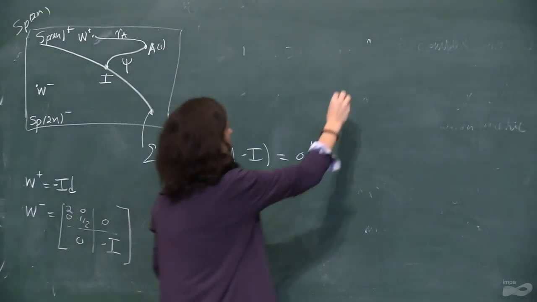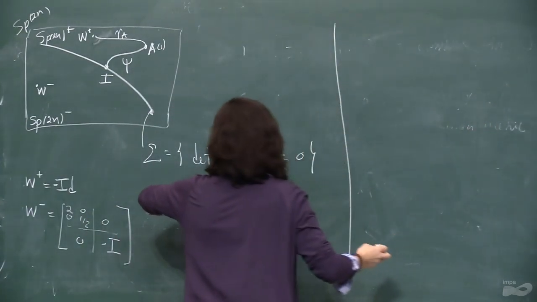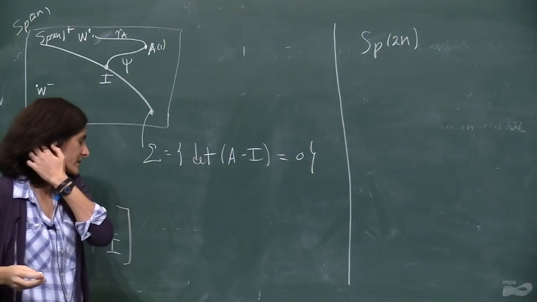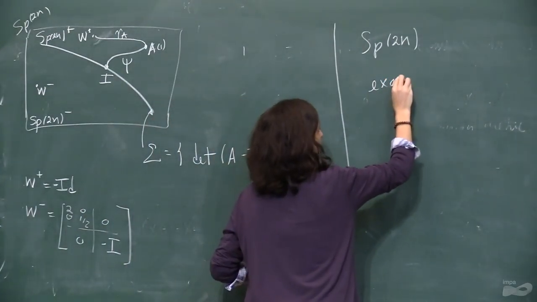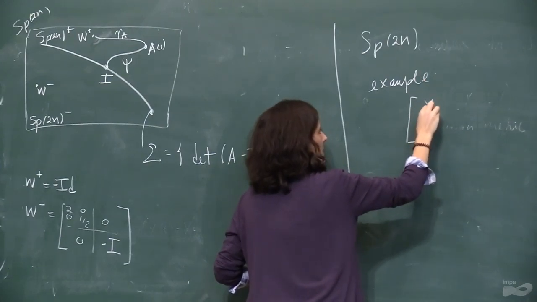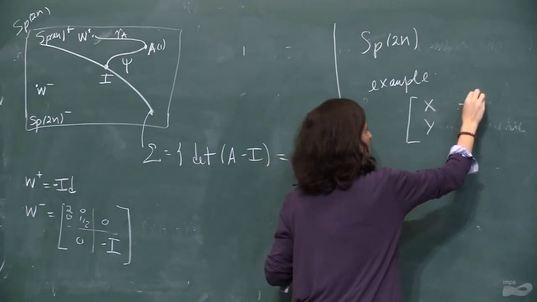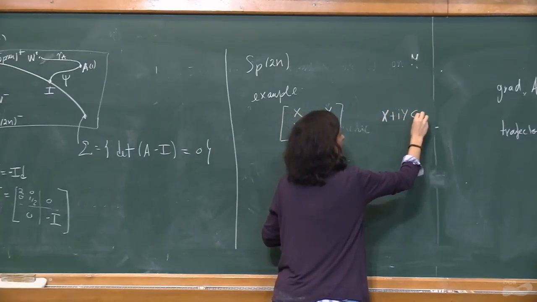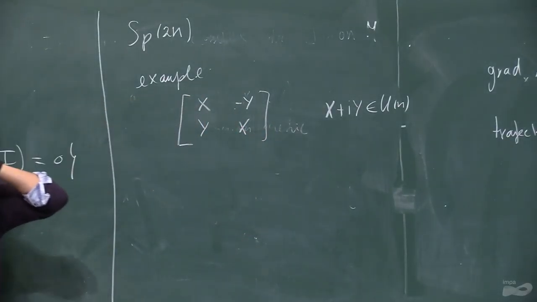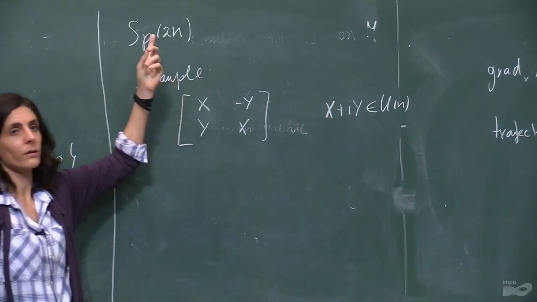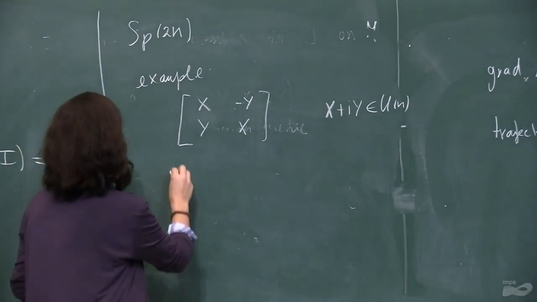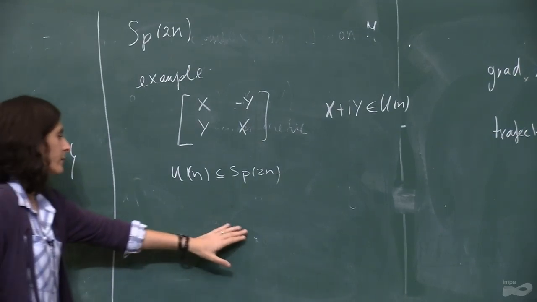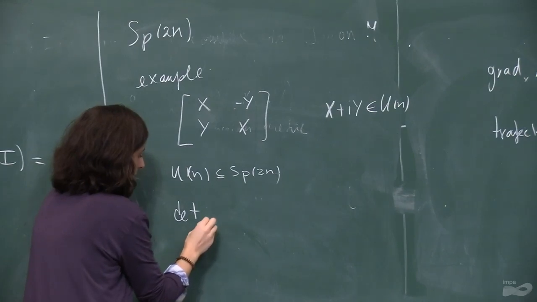Okay, so I should have introduced something first, which is the following. So we have the set of symplectic matrices, and there is a particular example of symplectic matrices which I'm interested in, which is the following. There are these matrices that can be written in this form, this is a block form, okay? This is x, y, minus y, x. Each one of these is n by n, which satisfy that x plus iy is a unitary matrix, n by n in the complex sense. So this is an example of how we can obtain a symplectic matrix. So this U(n) actually lives in here in this Sp(2n). It's actually a subgroup, okay? And we can think of this map on U(n), which is the determinant.